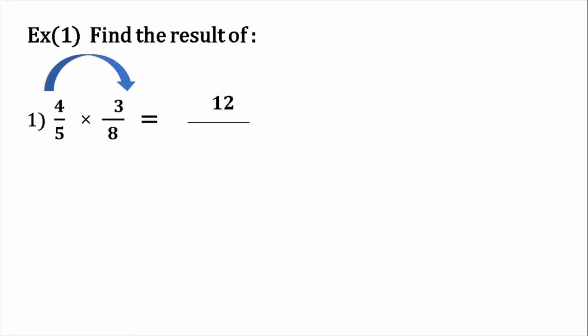Example 1. Find the result of number 1, 4 over 5 multiply 3 over 8. That's equal to 4 multiply 3 equal 12, and 5 multiply 8 equal 40, which is equal in the simplest form to 3 over 10.